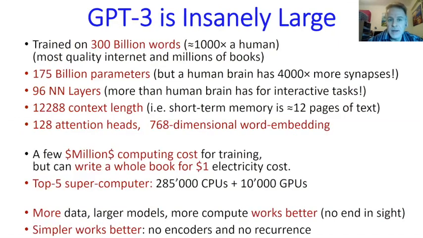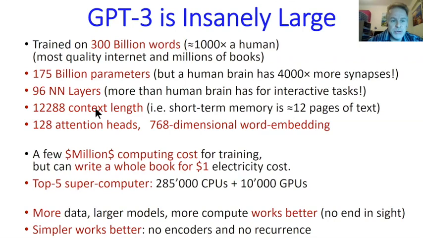Okay. And finally, GPT-3 is insanely large. And that is sort of another secret sauce. It was trained on 300 billion words. That's about 1,000 times what a human can read in a lifetime. It has 175 billion parameters. That sounds like a lot and is a lot, but actually it's still smaller than a mouse brain. So we have a way to go. It has around 100 layers, which is quite interesting, which is or should be larger than the number of layers a human brain has for interactive tasks, because the neurons are very slow and we know that humans can react within a couple of 100 milliseconds. So it's probably deeper than a human brain for interactive tasks.